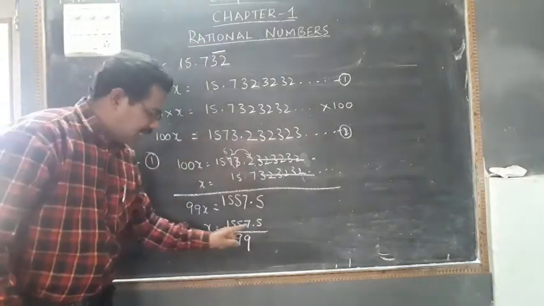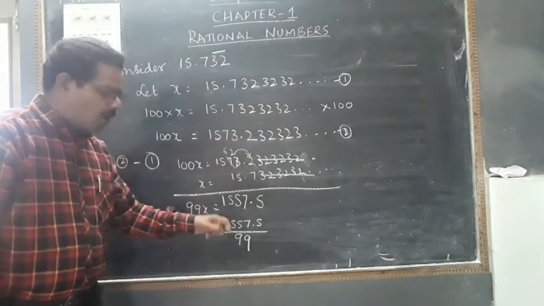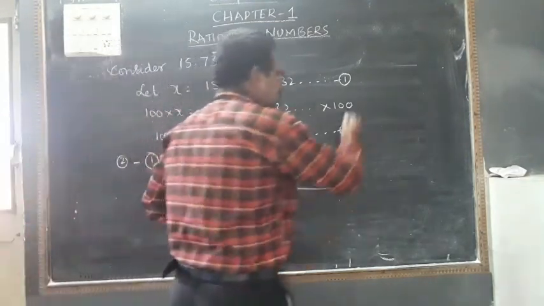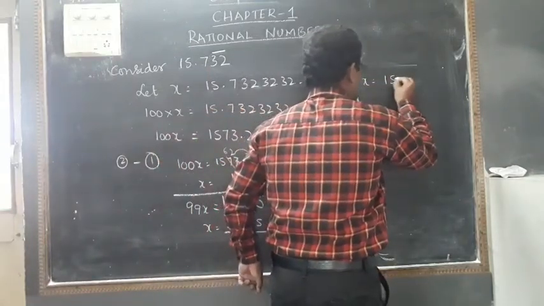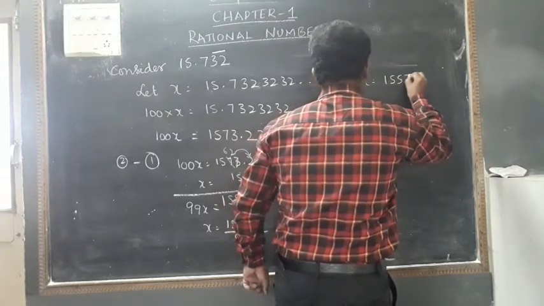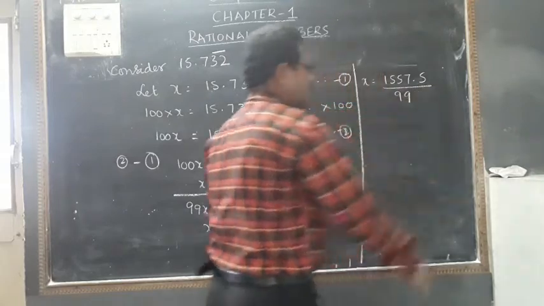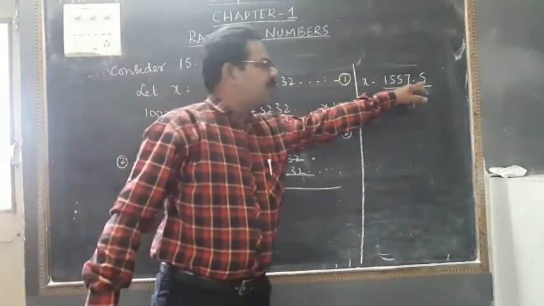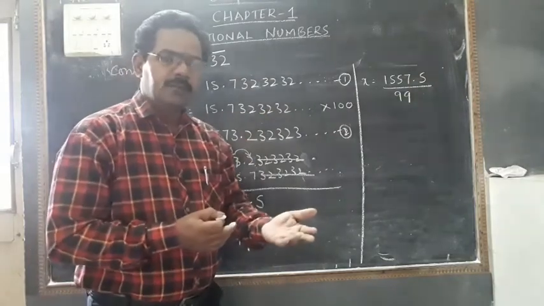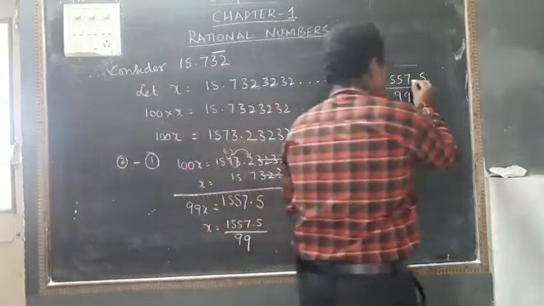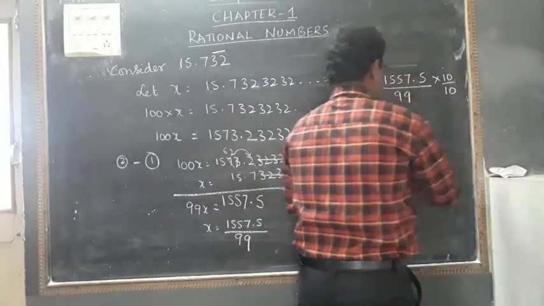But here one more decimal point is there. That should be removed. So how to remove this? x is equal to 1557.5 divided by 99. This 1557.5 is a terminating decimal. That should be converted into rational form. After the decimal only one number is there, so you have to multiply and divide by 10.